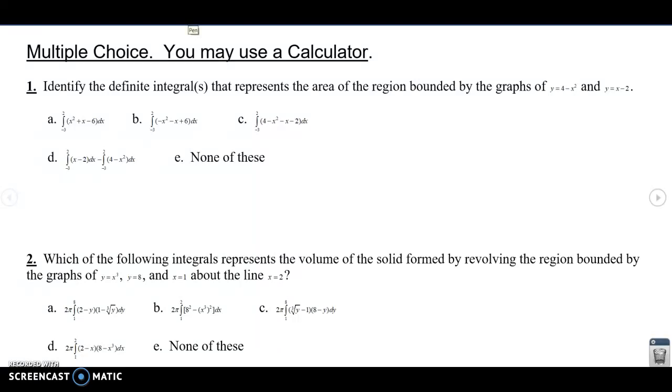All right, welcome to the review video for the first part of this chapter involving areas and volumes and arc lengths. So the first part of this is going to be just the first few questions of your review packet for our test on Friday.